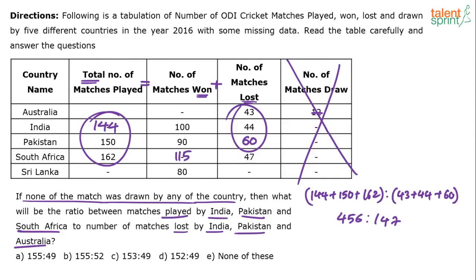456 is to 147. Both are divisible by 3, right? So this is 152 is to 49. Yeah, option D seems to be the answer. 152 times 3 is 456, 49 times 3 is 147. So 152 is to 49. Option D.